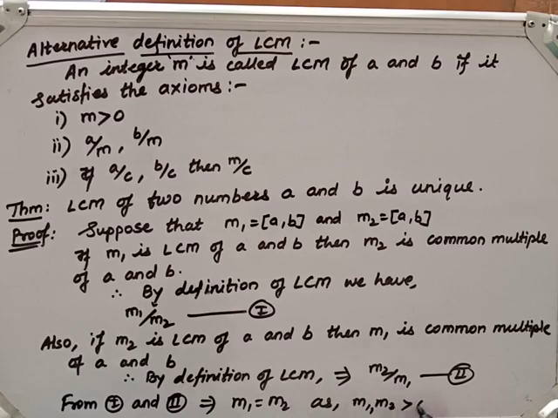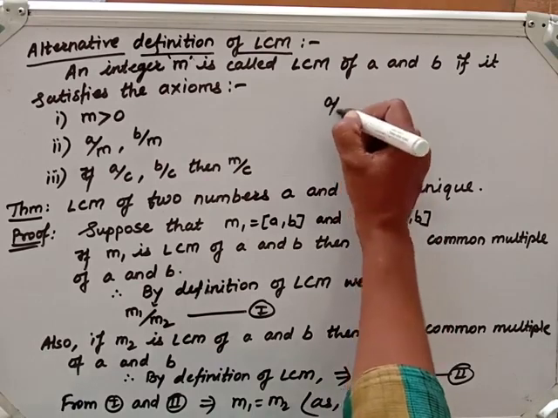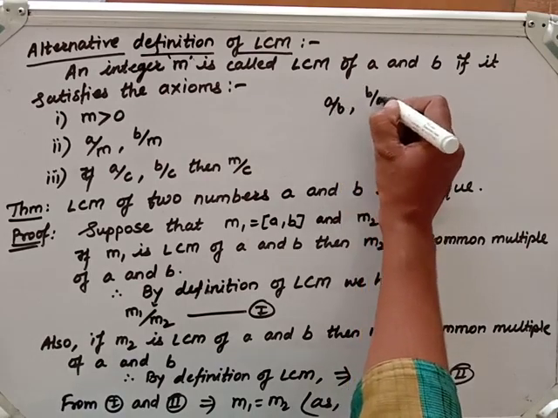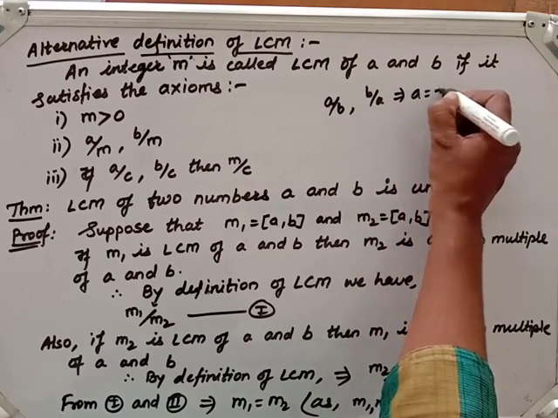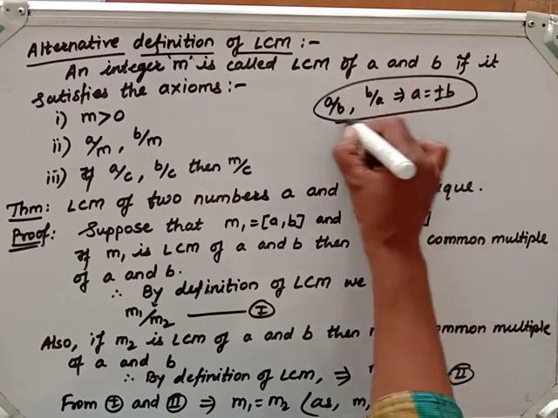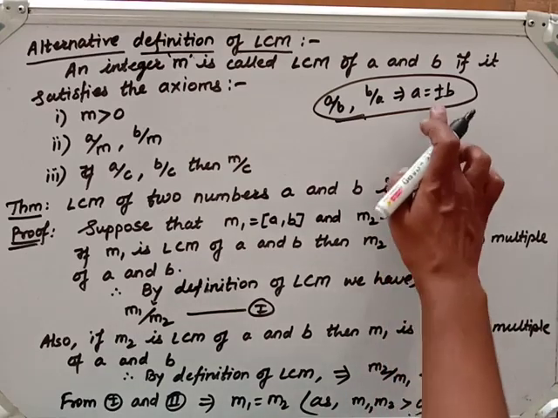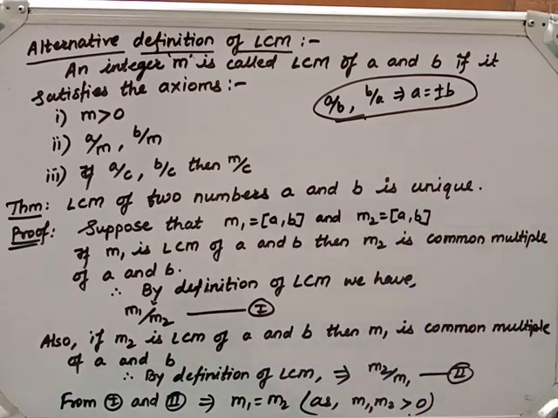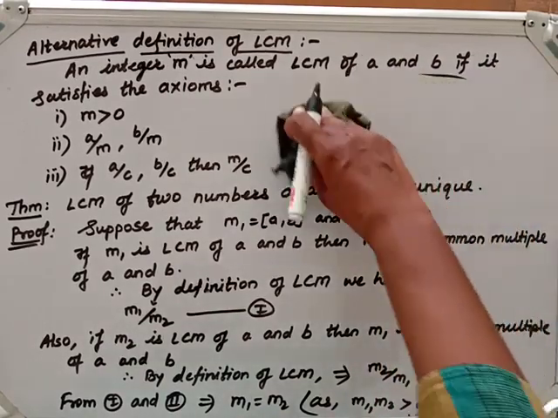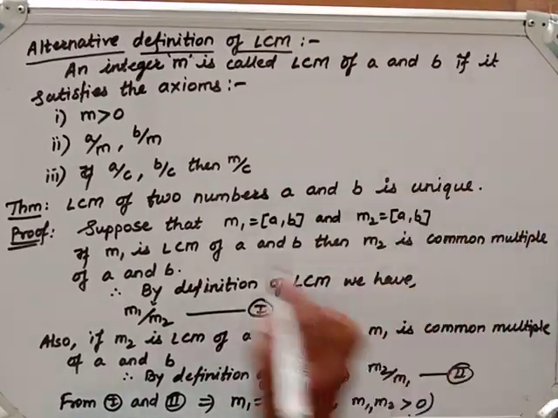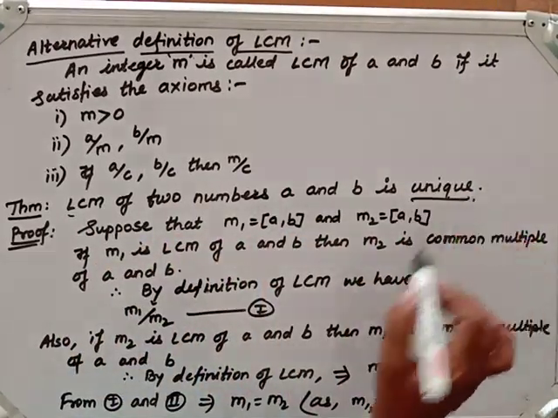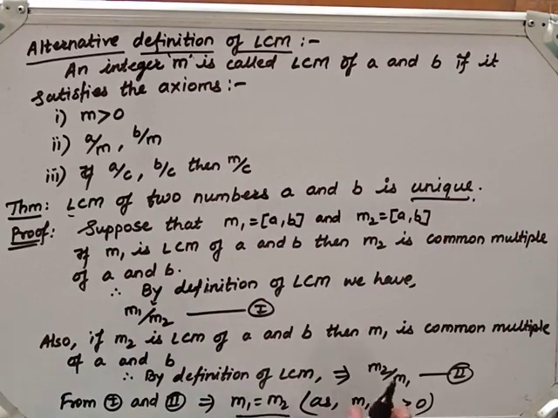As they are positive. Actually, the property is: if A divides B and B divides A, then A is equal to plus minus B. This is the actual property. But here M1 equals plus minus M2, and since they are positive, they are equal. No need to take the negative sign here. Fine. So this is the proof that LCMs are unique. They are equal. Then we are through.